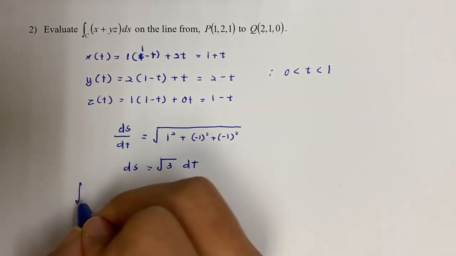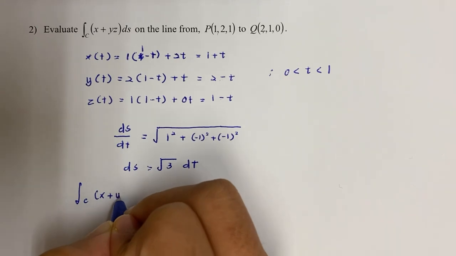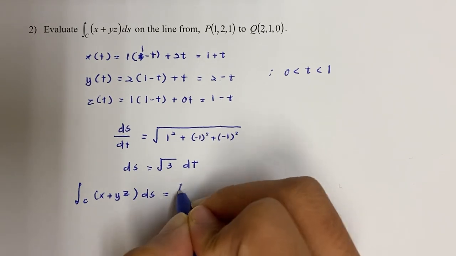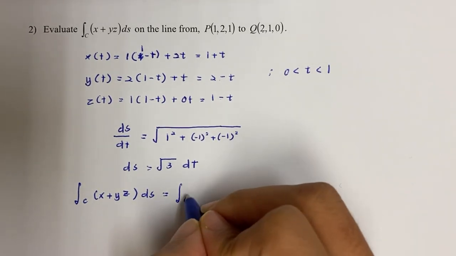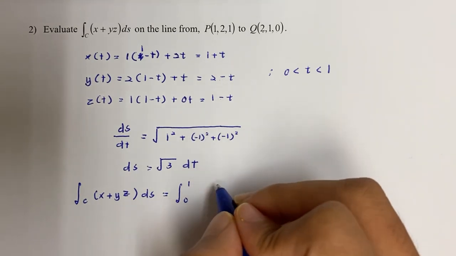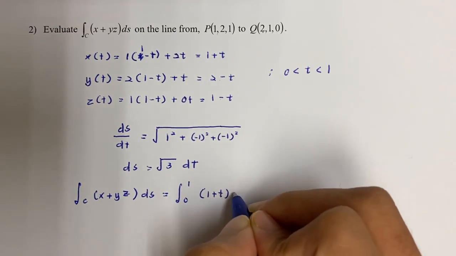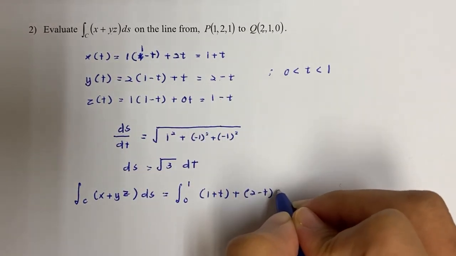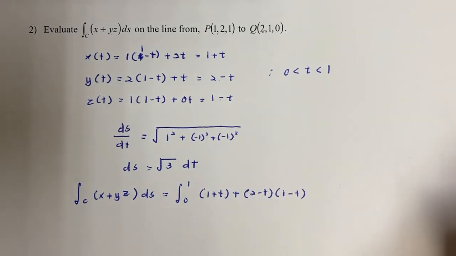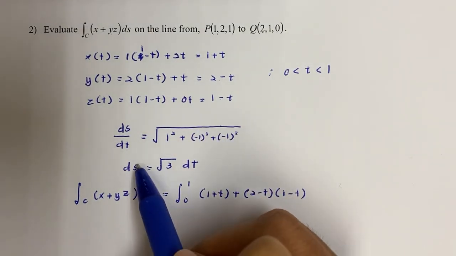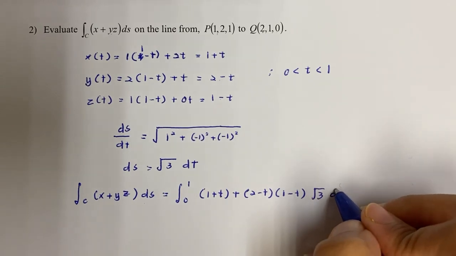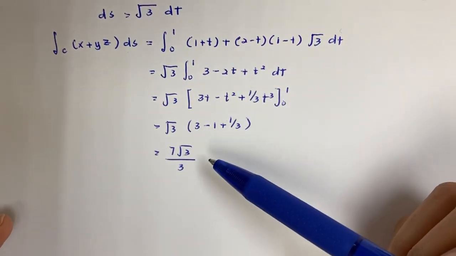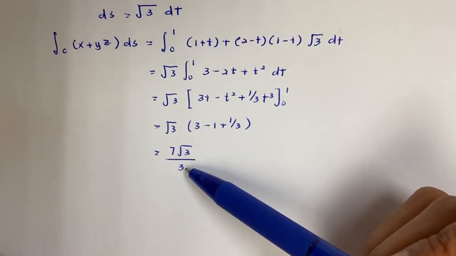And then solve for the integral over C of (x plus y plus z) ds. My t range is from 0 to 1, and my x is 1 plus t, plus y is 2 minus t, and z is 1 minus t. And then substitute ds with square root 3 dt. Solving for the integration, I get this integration is equal to 7 multiplied by square root 3 divided by 3.